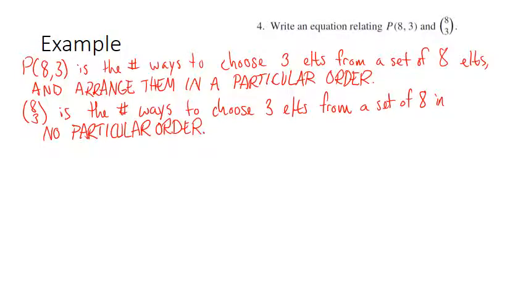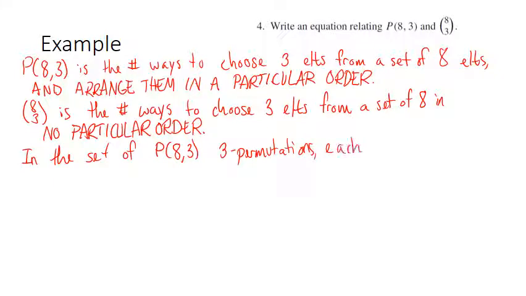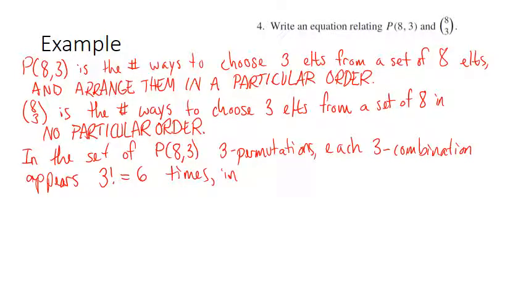Okay, so if we look at the difference between these two sets, what we would see is that if we take all of the R combinations and we arrange each of those R combinations in all of the possible different ways, then that would give us all of the R permutations. So in the set of P of 8, 3 permutations, each combination appears a particular number of times. It appears 3 factorial times, which is 6, in each possible order.